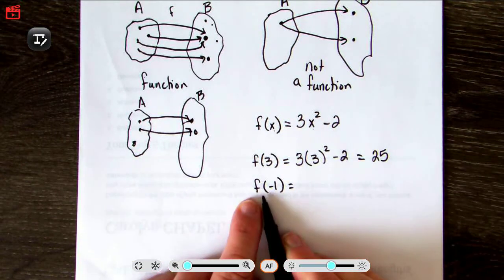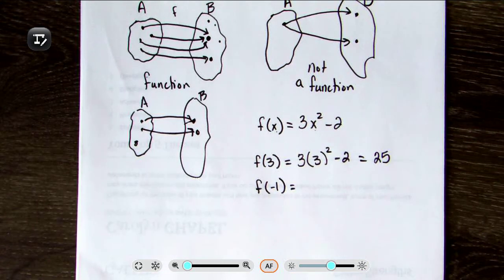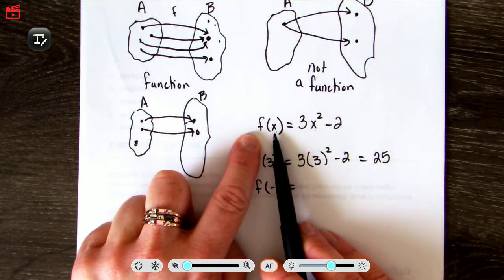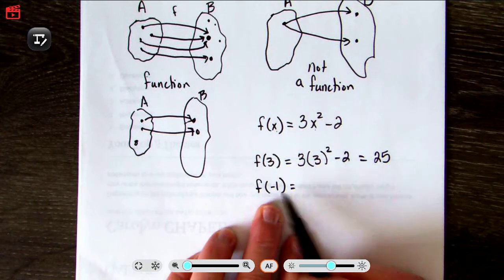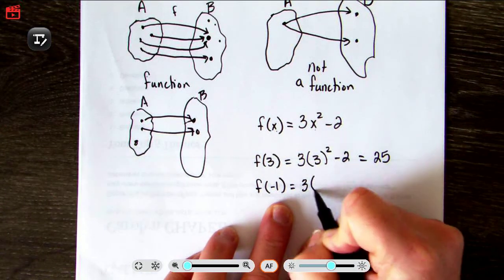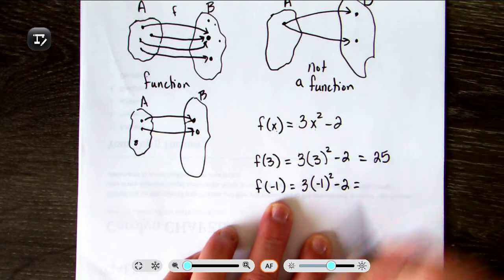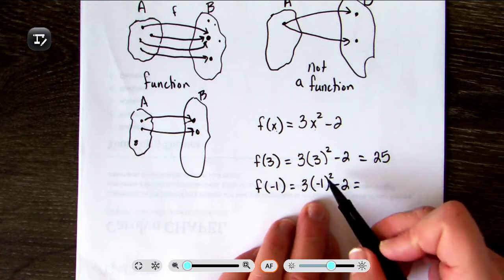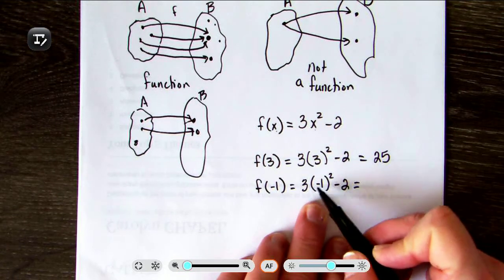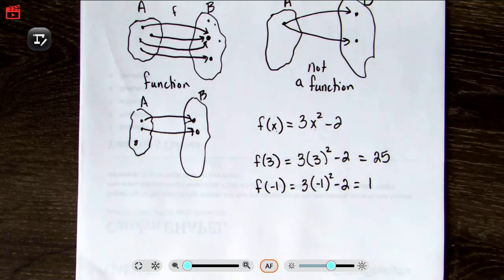We can calculate f of -1. And this is read f of -1. So it's not multiplication going on here. We don't have multiplying. This is the name of the function, and this is what it is acting on. So f of -1 is to substitute that -1 in for that x. That's our variable's value. -1 squared is 1, times 3 is 3, minus 2 gives me 1.